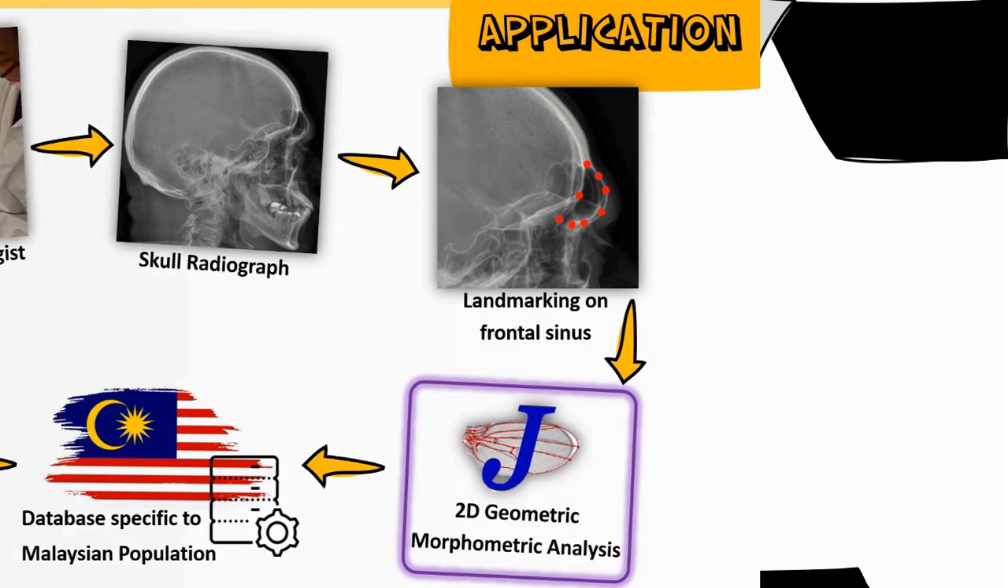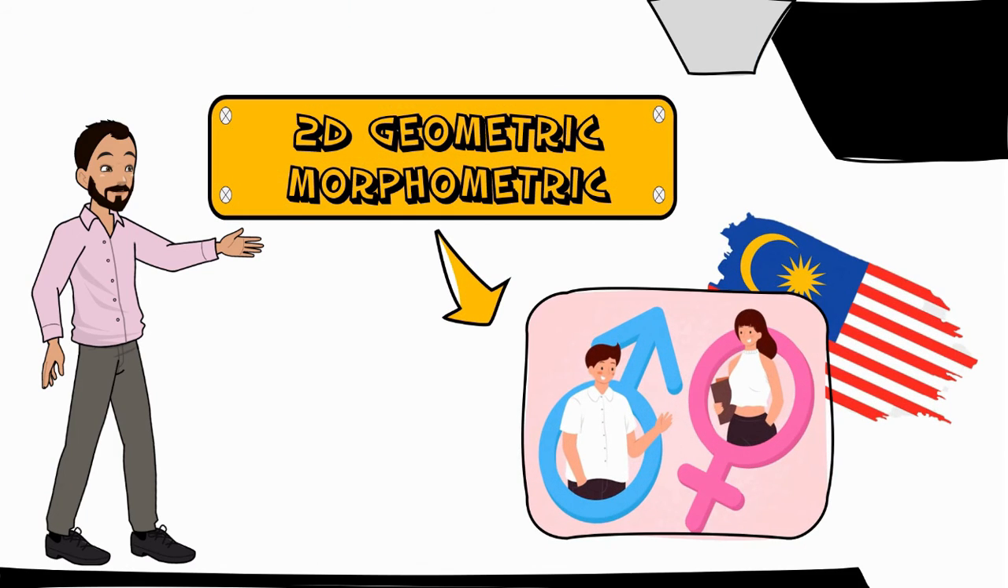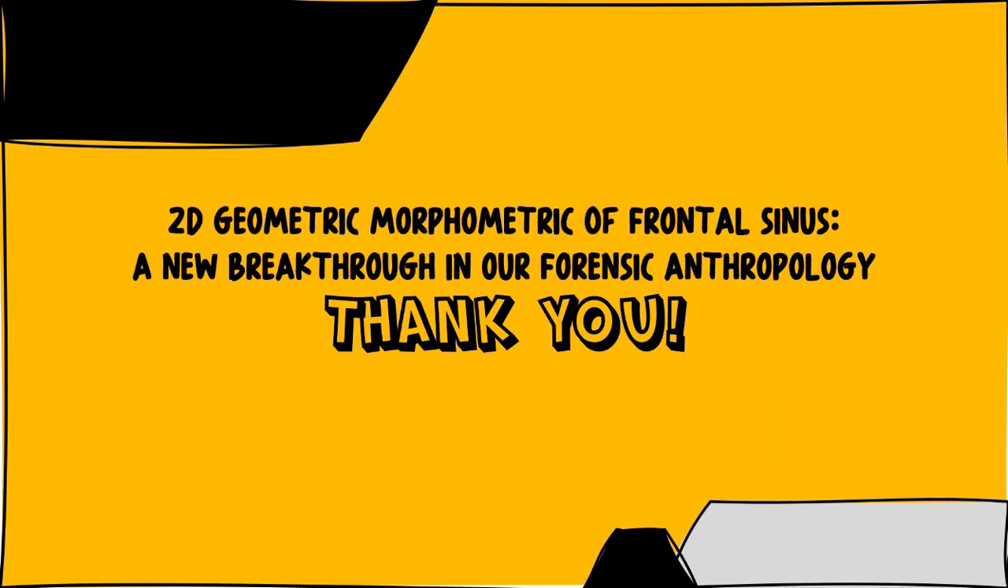We hope that 2D geometric morphometric will be an invaluable tool for sex estimation in future forensic investigation. 2D geometric morphometric of frontal sinus, a new breakthrough in our forensic anthropology.